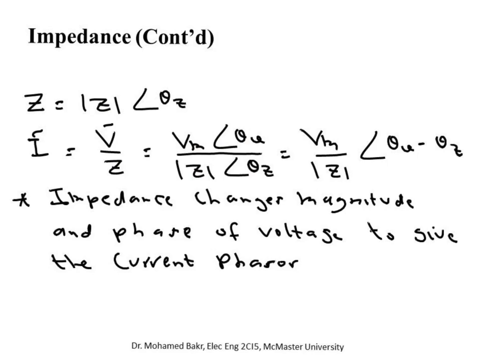So what is happening here is you can get the magnitude of the current, which is Vm over modulus Z. And you know the angle of the current, which is theta V minus theta Z. So impedances change both the amplitude and the phase, in general, of sinusoidal waveforms.